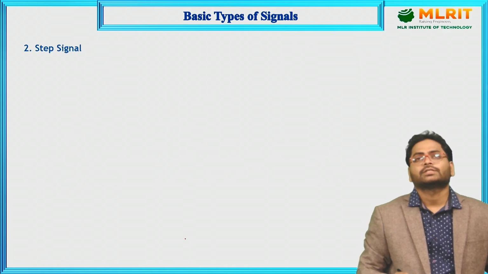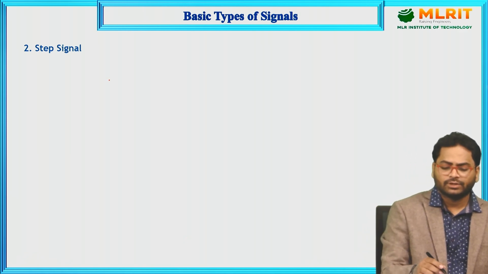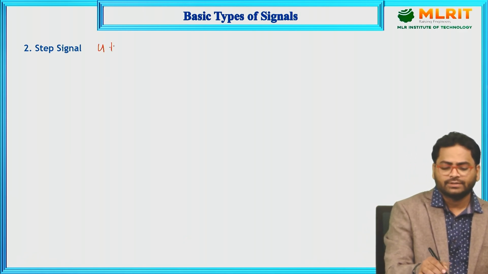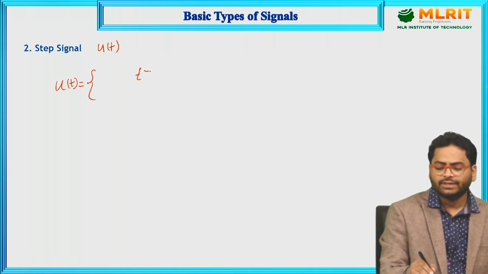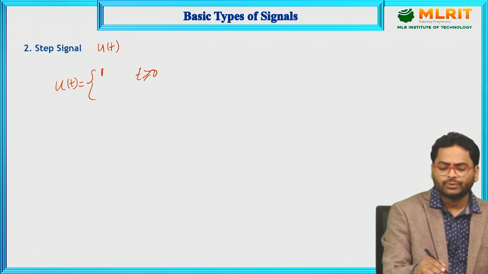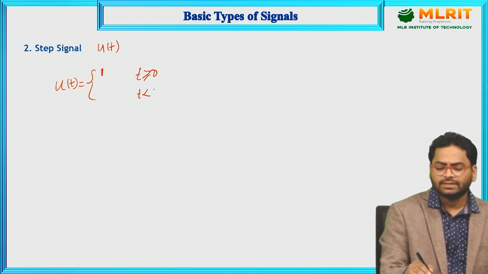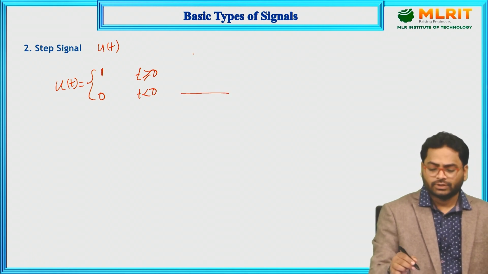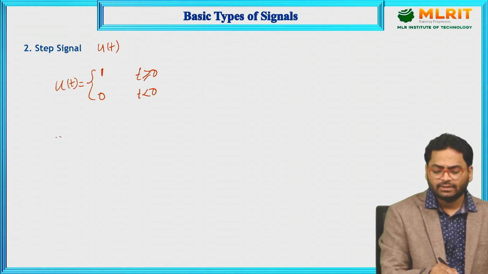Next one, step signal. Step signal you can call it as u of t. Step signal is u of t and its mathematical representation is u of t, where if t is greater than or equal to 0, amplitude is 1, and t less than 0, amplitude is 0. And its graphical representation is like this.